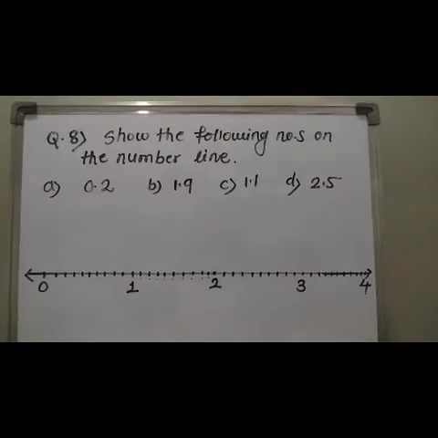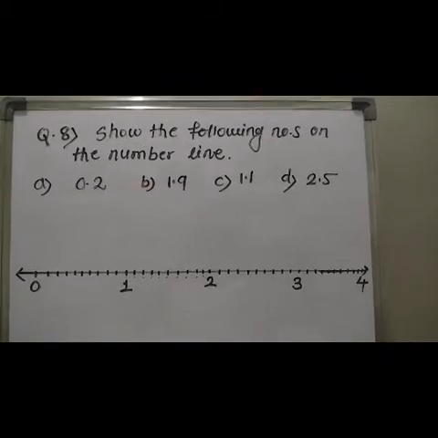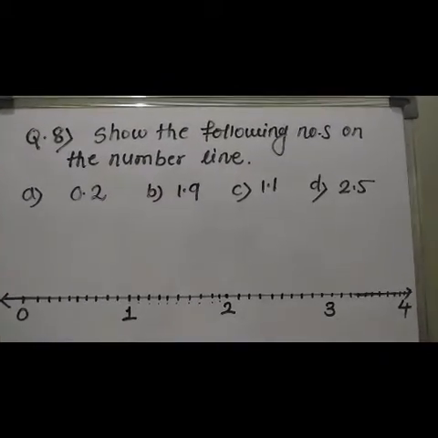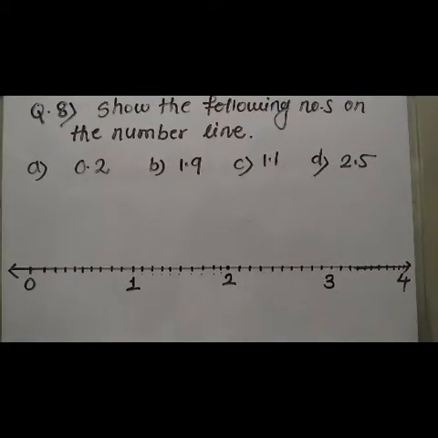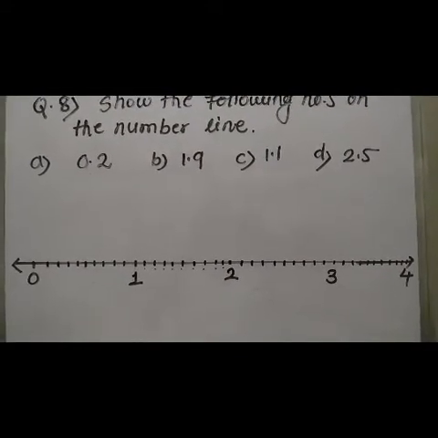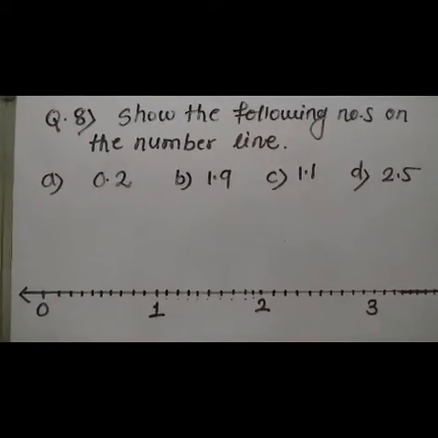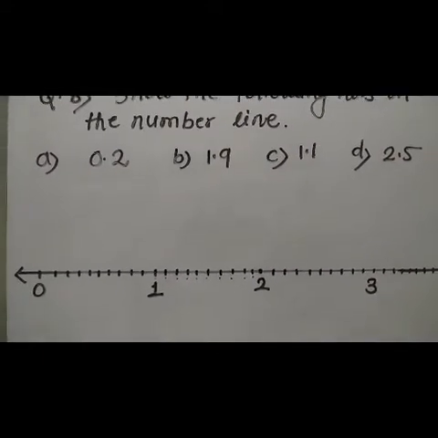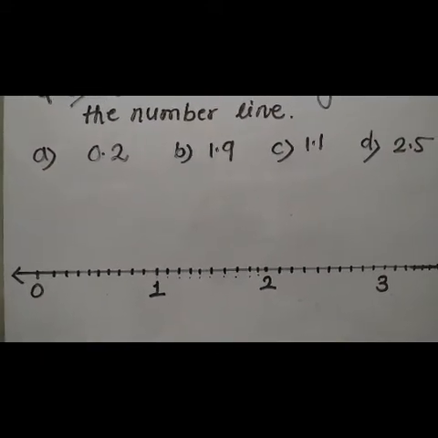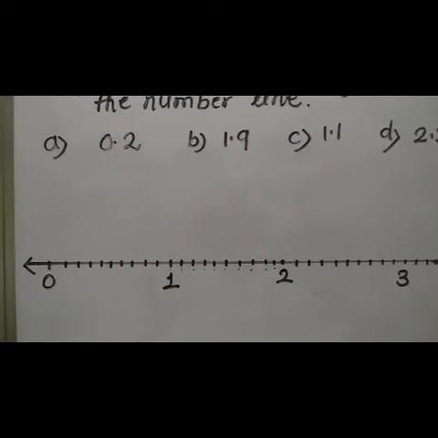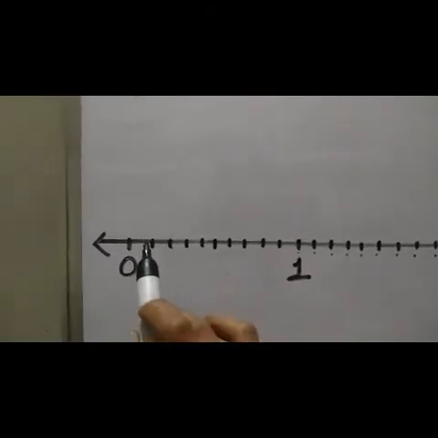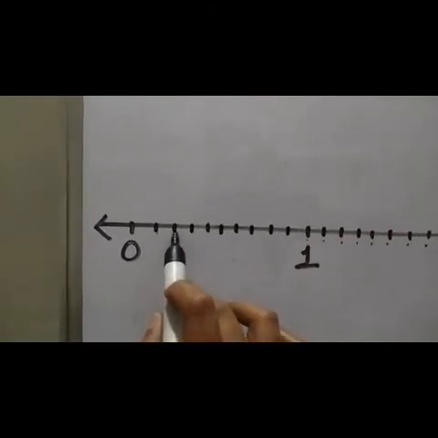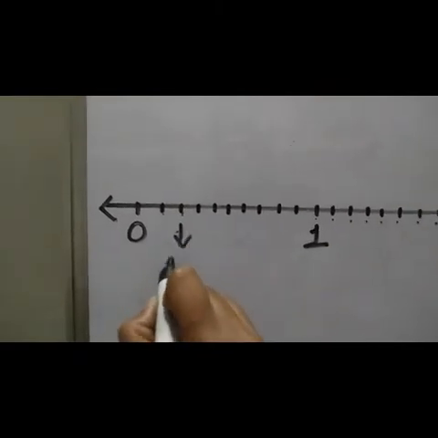Now we discuss question number 8. Show the following numbers on the number line. Here some decimal numbers are given to us and we are asked to show them on the number line. Children, here you can see I have drawn one number line which is arrow headed in both directions and I have shown some numbers on it. Now the first decimal number is 0.2. So let's see where we can show the 0.2 on the number line. This is the whole number 0, right? The line after 0 will represent 0.1. This will represent 0.2. So here 0.2 will come.